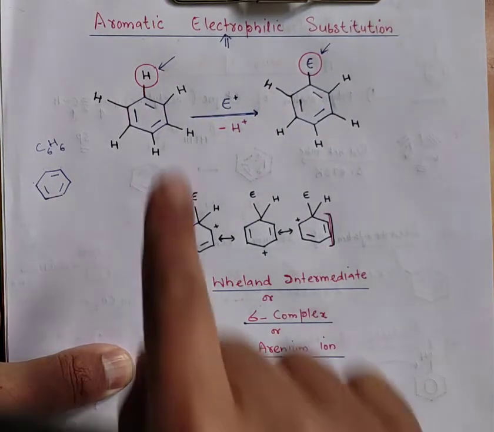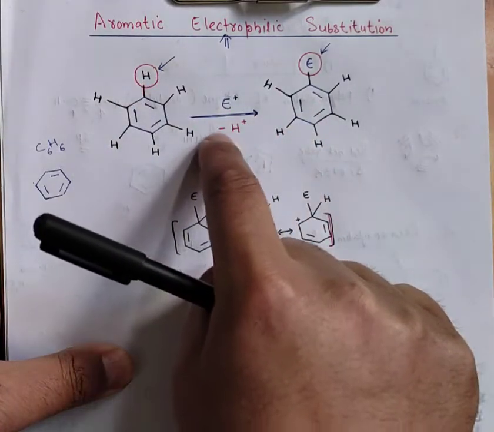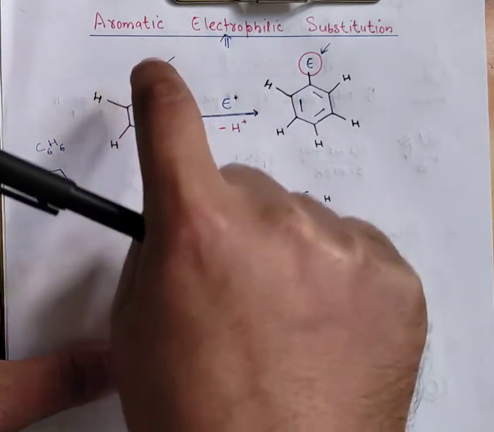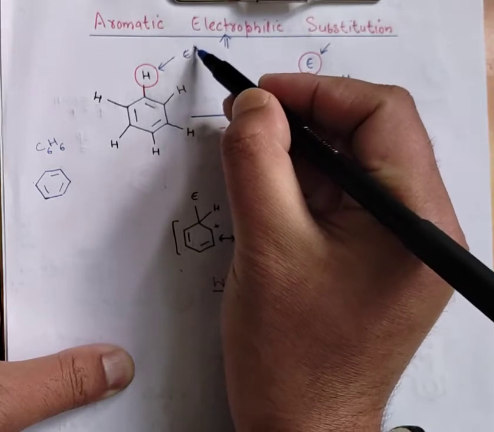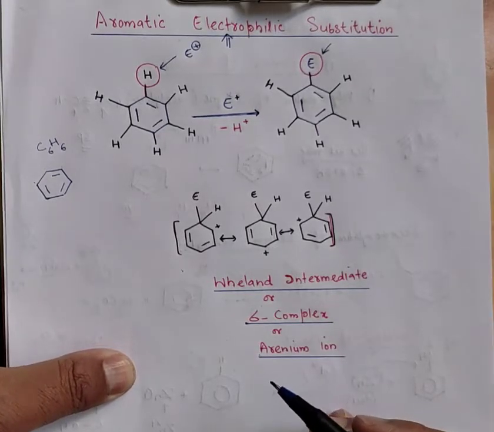This is substitution because we are replacing hydrogen, that is we are removing hydrogen. You can see here minus H plus. So we are removing this H plus and then instead of that we are introducing electrophile. So this is called as electrophilic substitution reaction or aromatic electrophilic substitution reaction.